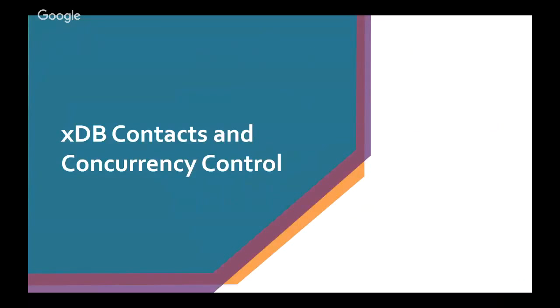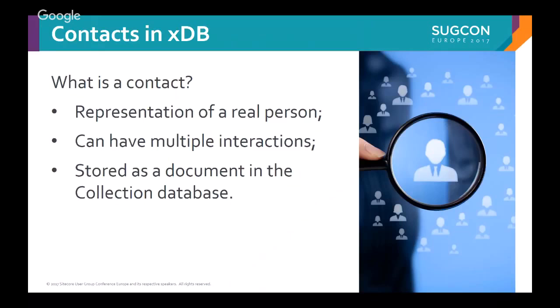Now to the main points about XDB contacts. Just to remind, what's a contact? Well, it is a representation of a real person, and every contact can have multiple interactions across many channels, including robots, apparently. And all of this data, again, is stored in the collection database.